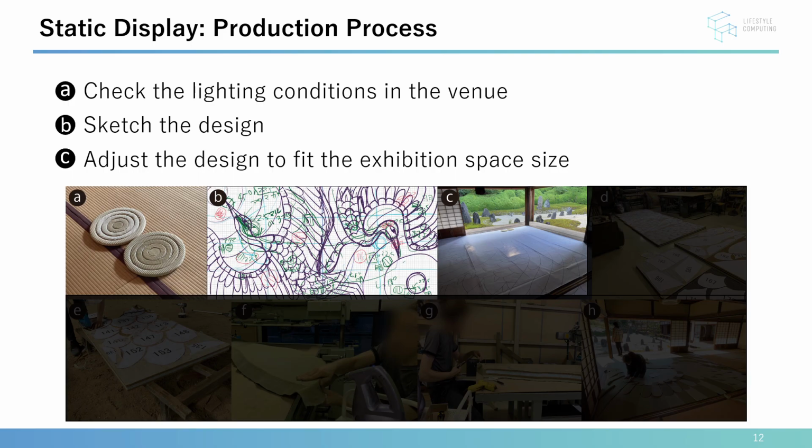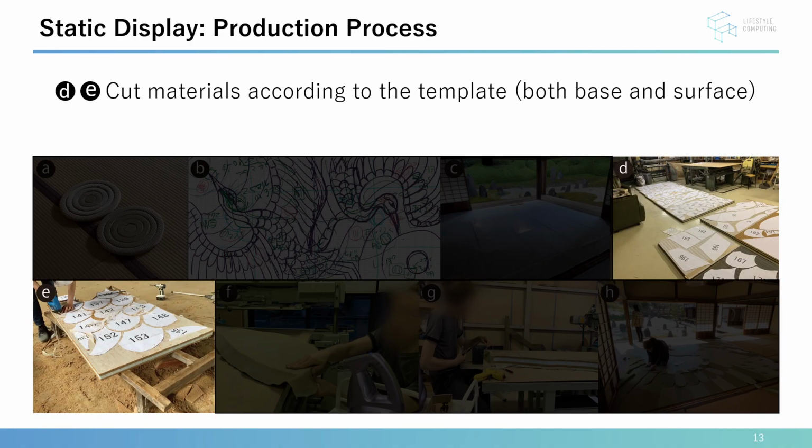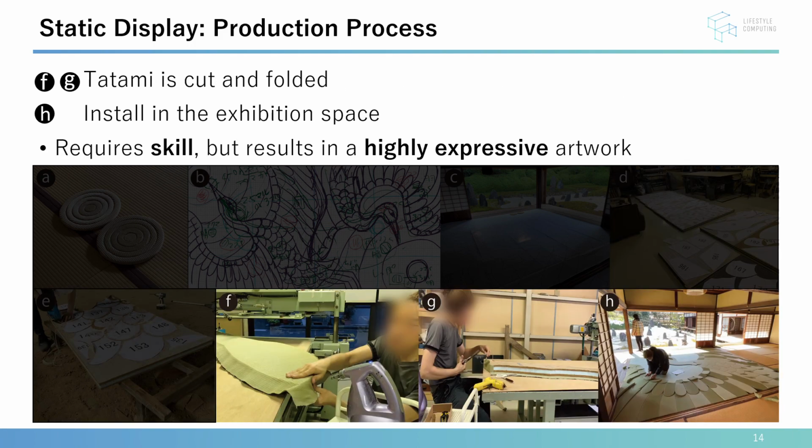The production process begins by analyzing the lighting conditions of the exhibition space, as the amount and direction of light vary. Next, the design is sketched and the template is adjusted to fit the display area. The tatami base is then cut to match the template. The surface of the tatami is also cut and folded accordingly before being attached to the base. Finally, the completed tatami is installed in the exhibition space.